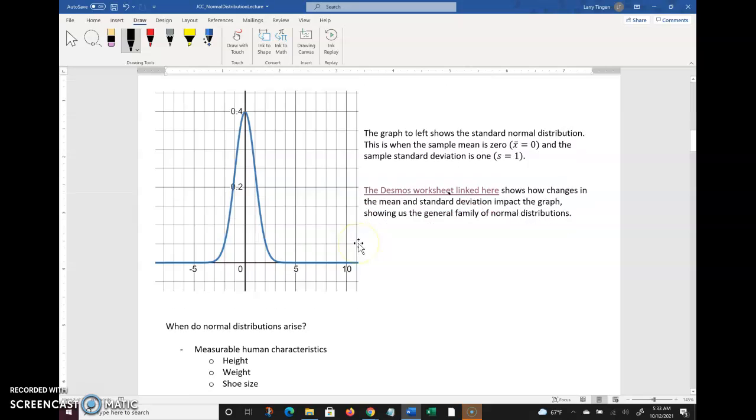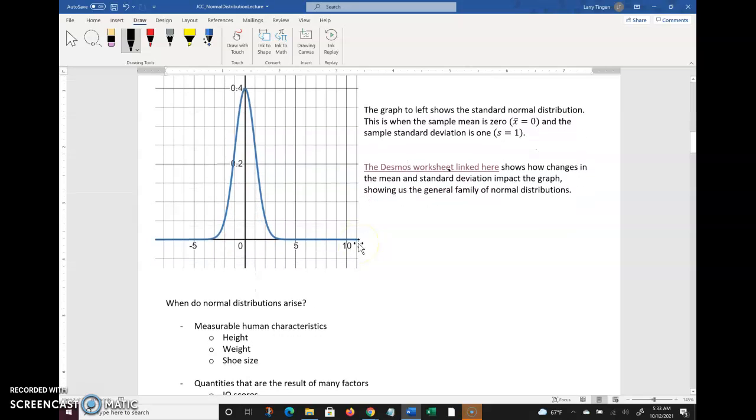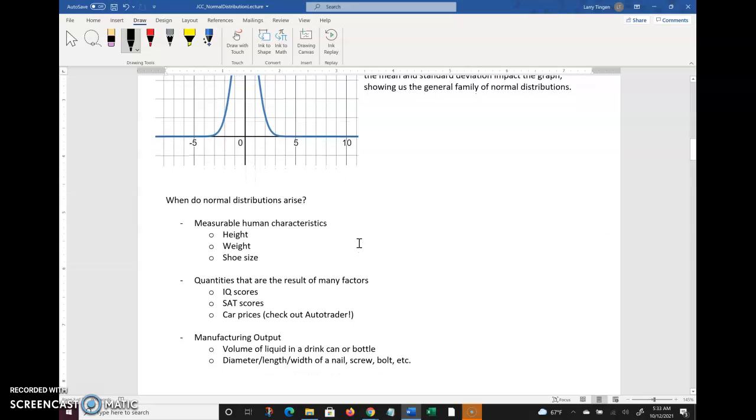So when is this going to happen in the real world? When am I going to run into normal distribution? Well, pretty much most measurable human characteristics fit into this category. Most of those distributions, height, weight, shoe size, are all going to be normally distributed. Quantities that are impacted by many factors are typically normally distributed. For example, IQ score, SAT scores, and even car prices.